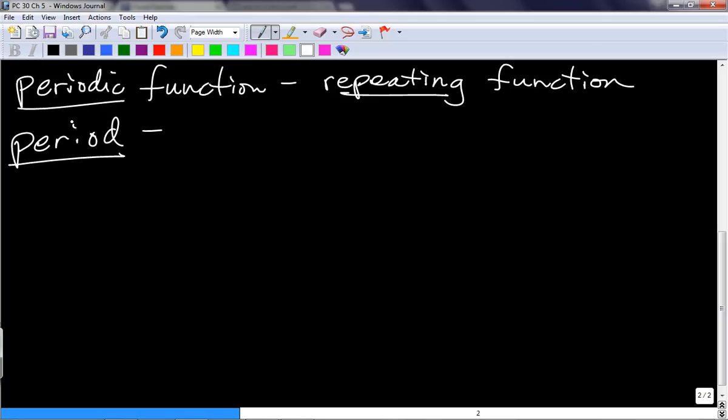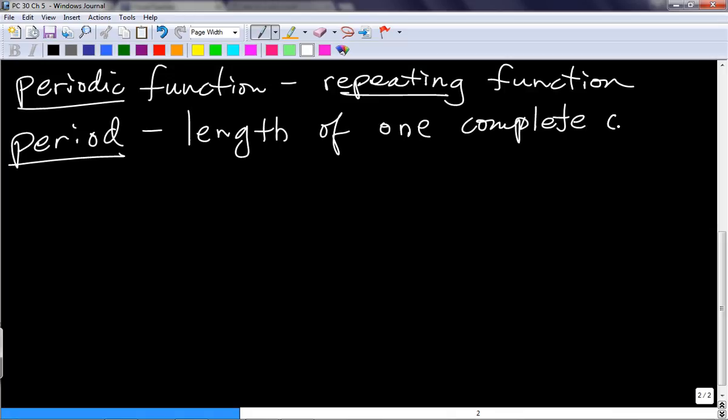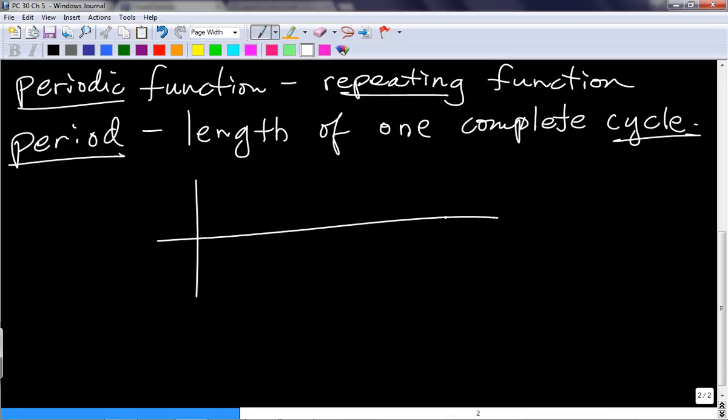So in different terms there, it is the length of one complete cycle. Okay, and this cycle is, of course, that which is being repeated. So it's the length of that interval. And on a regular sine graph, just real quickly, if this is what your sine graph looks like, boom. This is the length of one period, from here to there. That is one period.